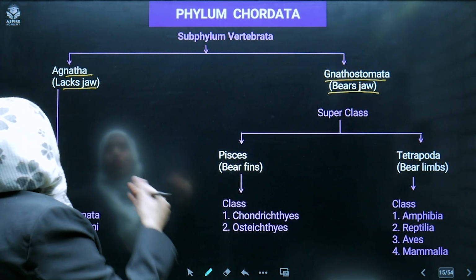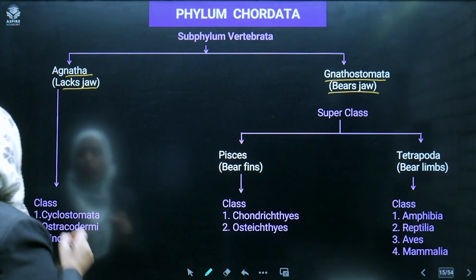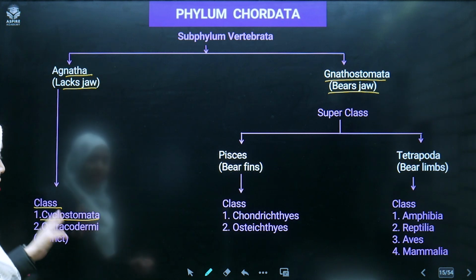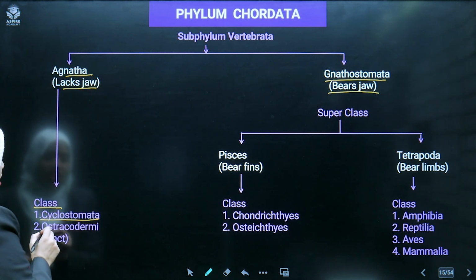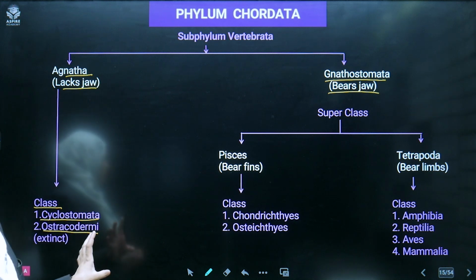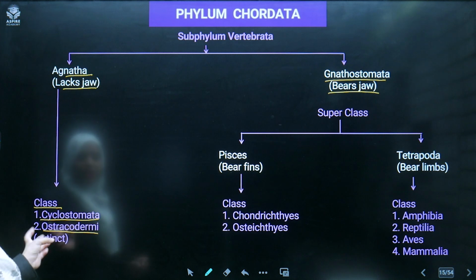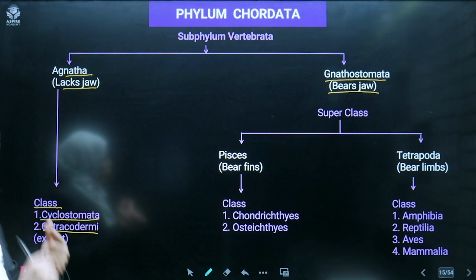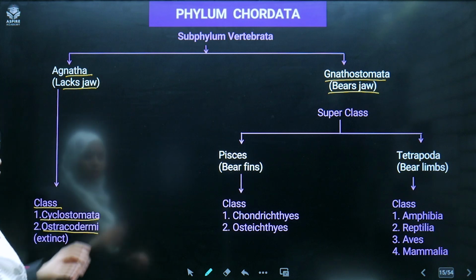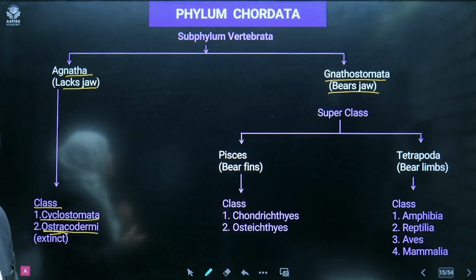Okay, so if we come only to Agnatha, in the Agnatha division, there is a class that is Cyclostomata, and the other one is Ostracodermi. This Ostracodermi class is an extinct class. So we are not going to deal with it, but just remember the name. Ostracodermi belongs to this Agnatha. In most classifications, Ostracodermi is not mentioned as it is extinct.